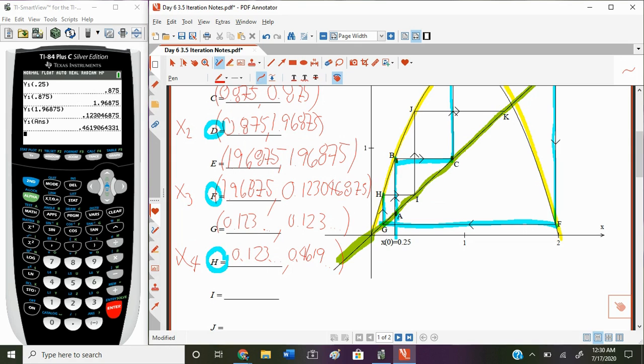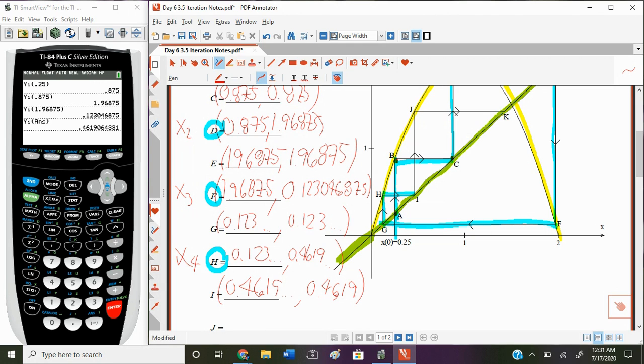All right, now I know that point I is back on the green line, which is the line y equals x, so the x and y coordinates have to be the same, and it has the same y coordinate as point H, so that is 0.4619, comma 0.4619.